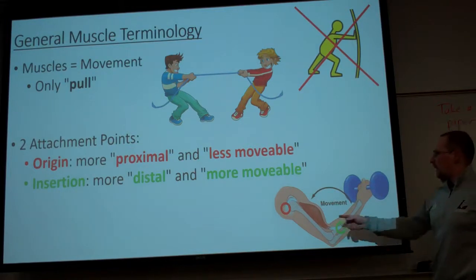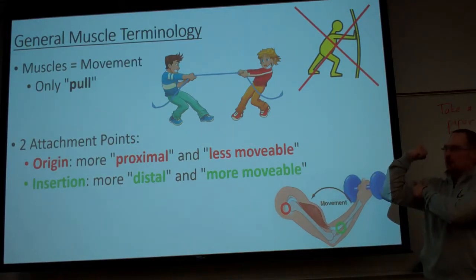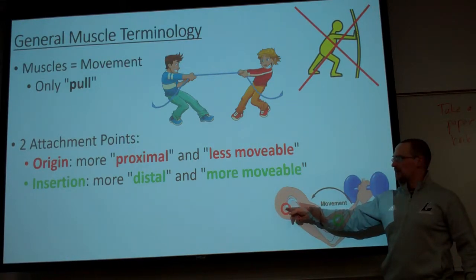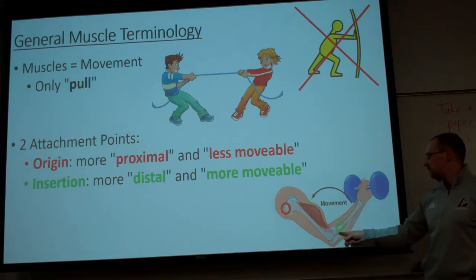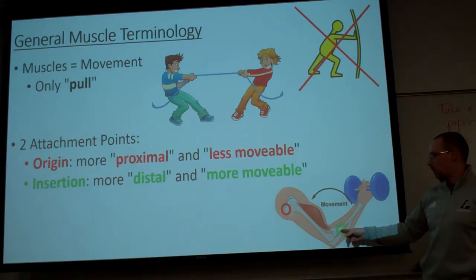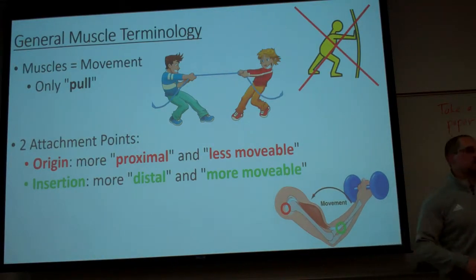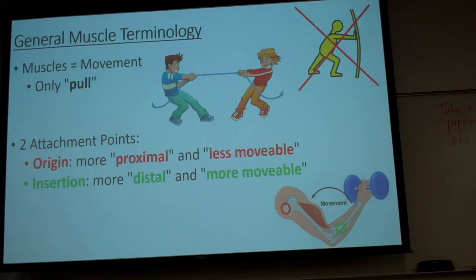So for example, we got our bicep muscle on our upper arm here. The origin is all the way up top here at the shoulder, because that is less movable compared to its insertion on your forearm, which we can move a lot. So origin, where it starts, insertion, where it finishes.